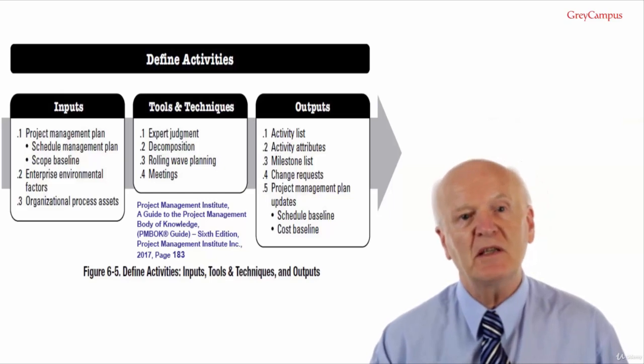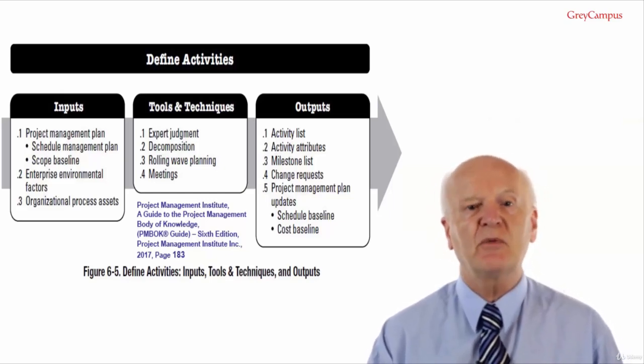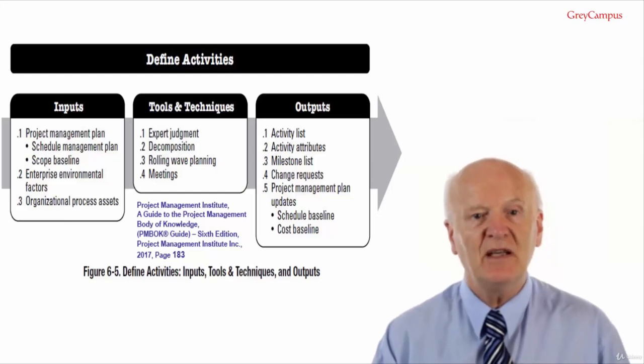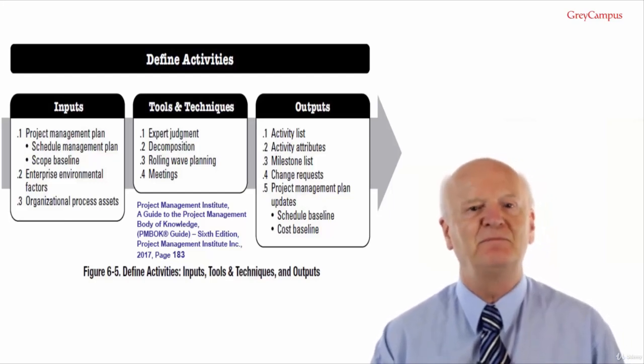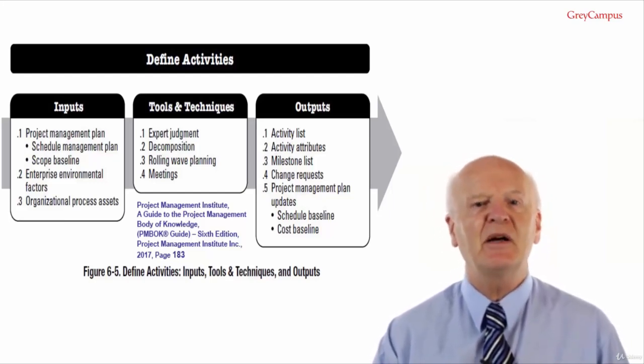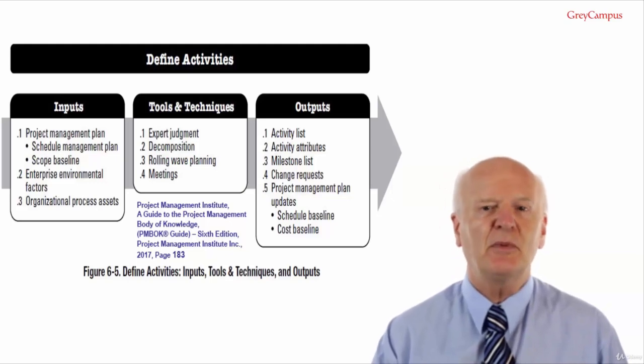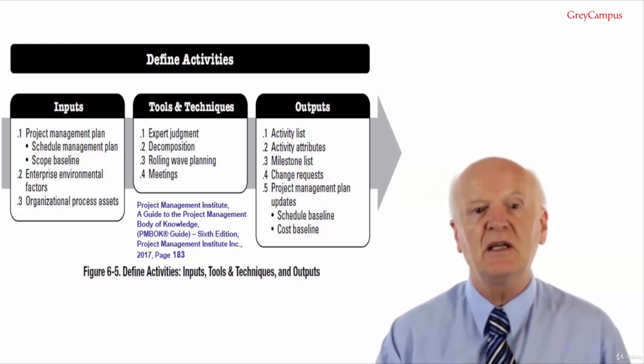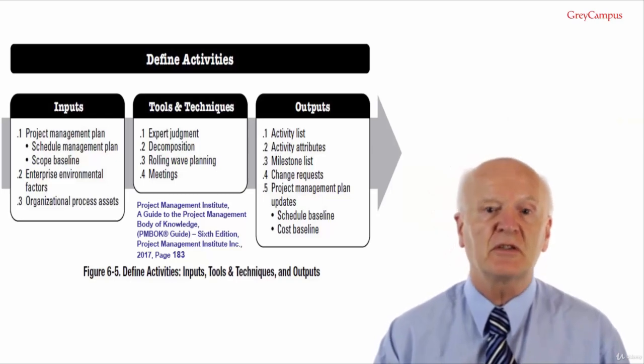It is a plan which has been agreed and authorised. How do you change a baseline? By submitting a change request to the change control system. Where do baselines live? They live in the project management plan. Input number 2, enterprise environmental factors. Enterprise environmental factors that influence the define activities process include organisational cultures and structures.